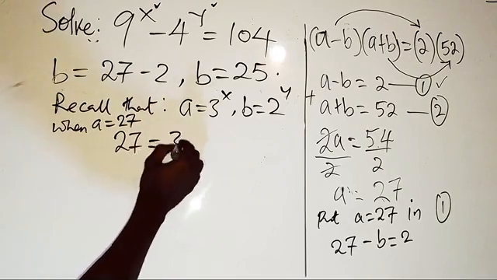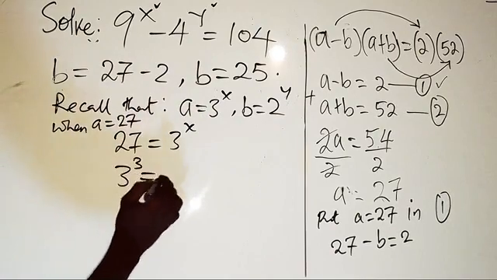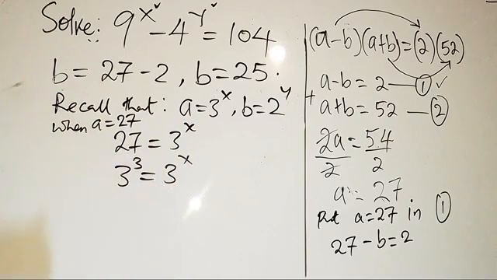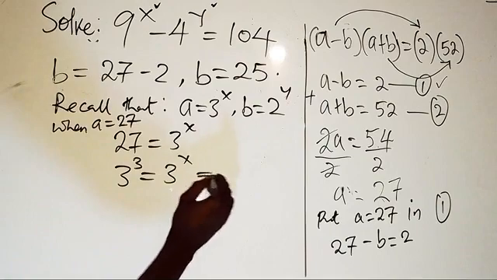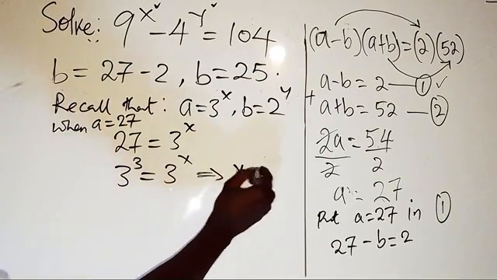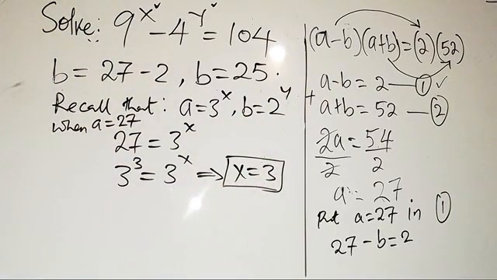27 equals 3 to power x, and this 27 can be written as 3 to power 3, which equals 3 to power x. So the bases are the same, so it implies that x equals 3. So we have one of the solutions to be x equals 3.